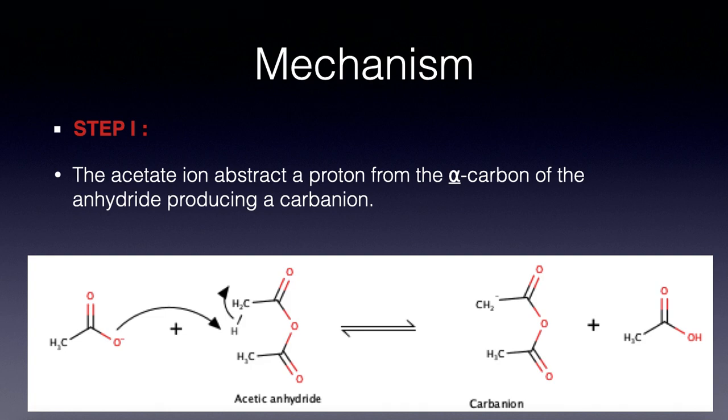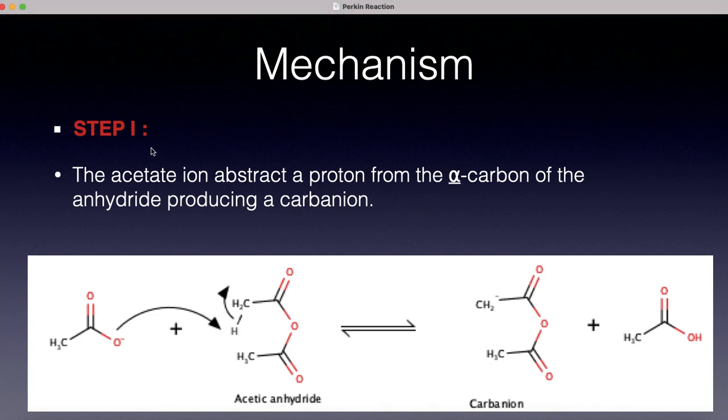Let us see the mechanism of a Perkin reaction. Perkin reaction is completed in three steps. In step 1, the acetate ion, which is formed by the ionization of sodium acetate, abstracts a proton from the alpha carbon of the anhydride and produces the carbanion.